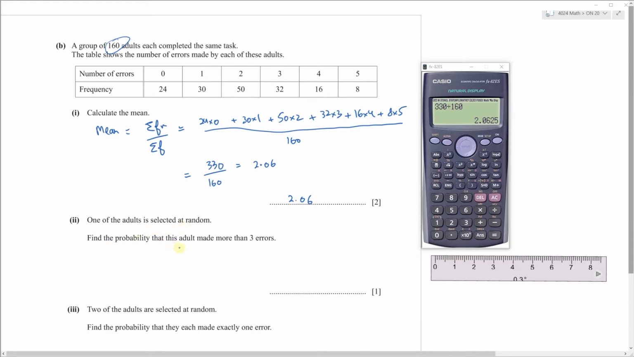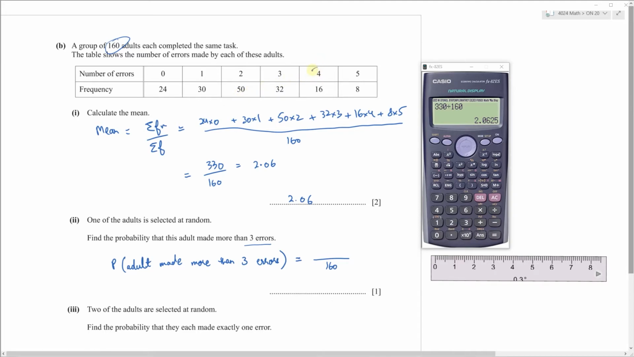Part 2 is, one of the adults is selected at random. Find the probability that this adult made more than 3 errors. So probability that adult made more than 3 errors. So how many total adults are there? You're choosing from 160 adults. So your total adults are 160. So your denominator is 160. And then in the numerator, the number will be the number of adults that made more than 3 errors. So how many adults made more than 3 errors?